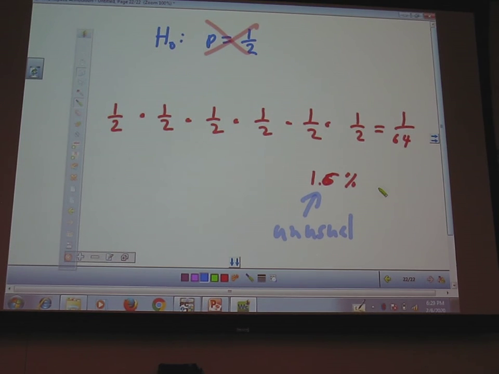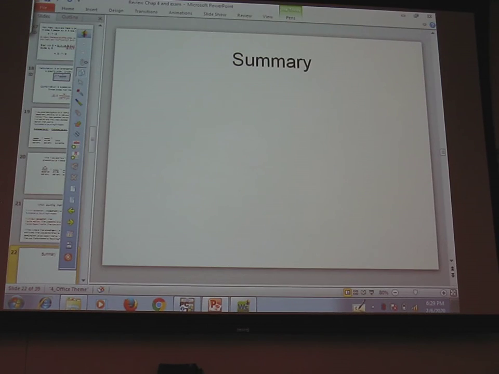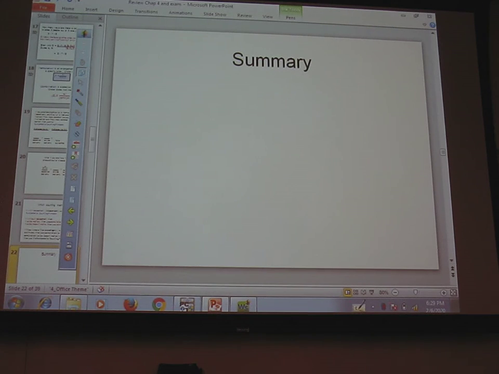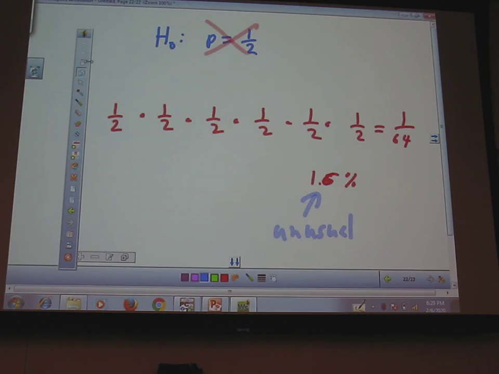Null hypothesis. Null means none. I kind of wanted to go over that because it's a good spot for you guys to get a glimpse of the future. Let's go ahead and take a look at a quick summary of things.